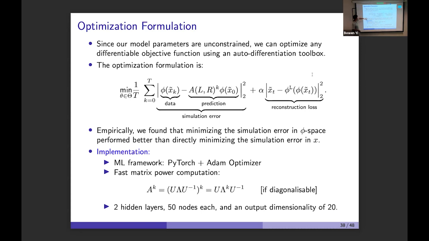Okay, in order to implement the optimization framework, we consider the very popular machine learning framework PyTorch and other optimizers. And in order to have fast matrix power computation, we just simply assume matrix A is optimizable to get a faster computation speed. In our simulation, we use two hidden layers with 5 nodes each, and the output dimension of 28.